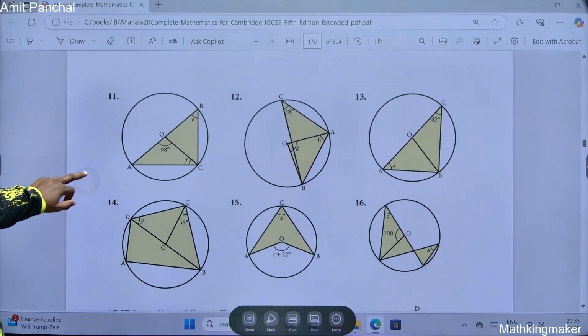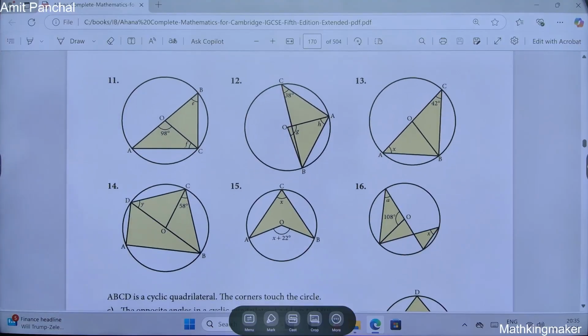Okay, now do 11th. As you go deeper and deeper, some high level questions will also be there. Okay. Just a moment, I need to take a call. Just write down the answers.